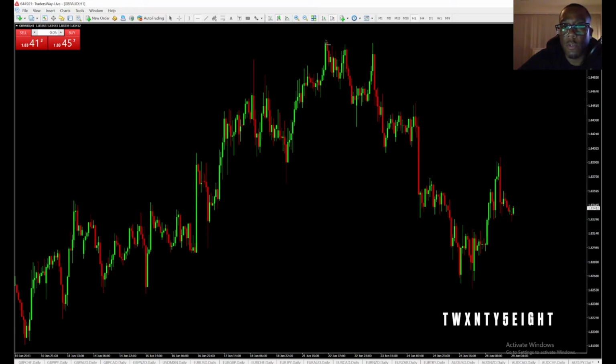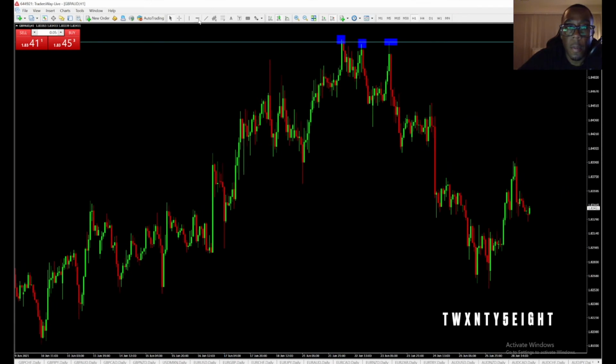This is our resistance line. This is near enough a triple top because it touched here. A bit shy, it's shy from here, but I'll still give it that. And it was touching here. Boom, triple top. We sell every time we hit the top. Same for reverse.